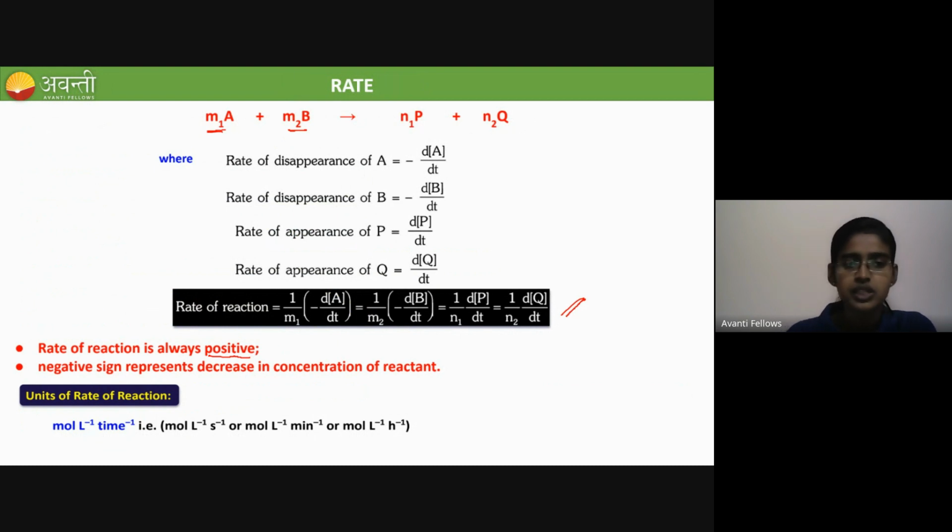Coming to the unit, in terms of concentration it is mole per liter per time. If you want to represent the time in seconds, go for this unit. If you are representing it in minutes, do it like this. And for hours, it is mole per liter per hour. So this is about the rate.